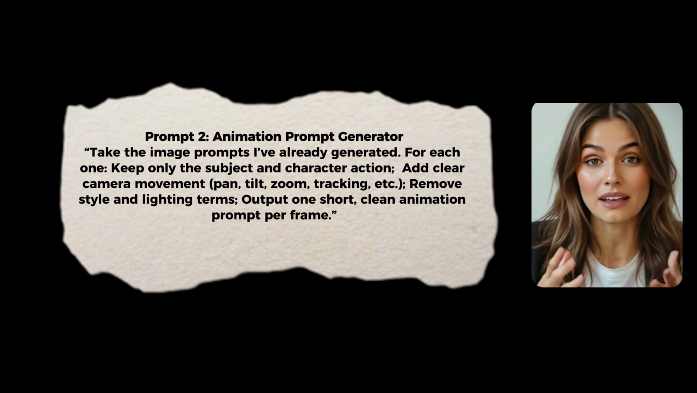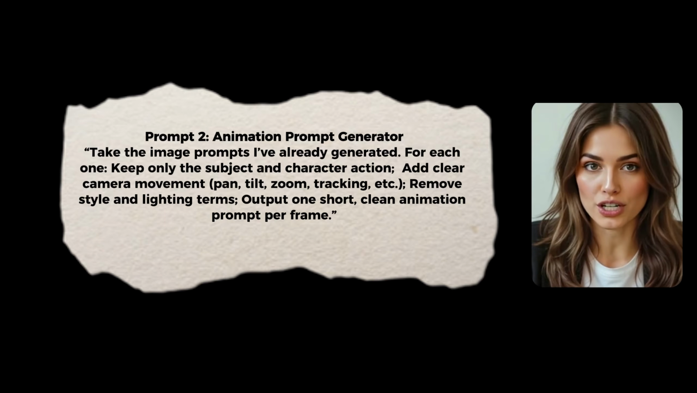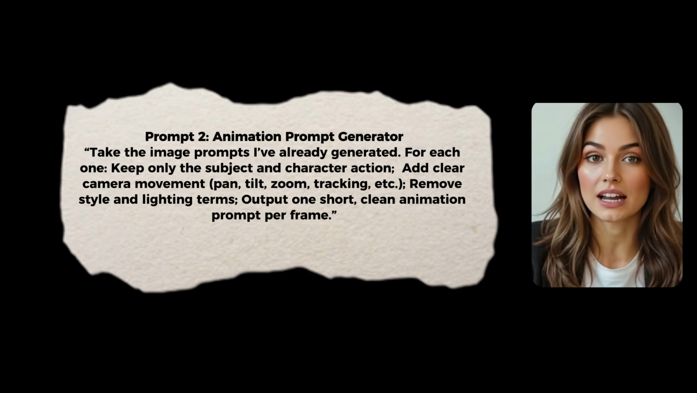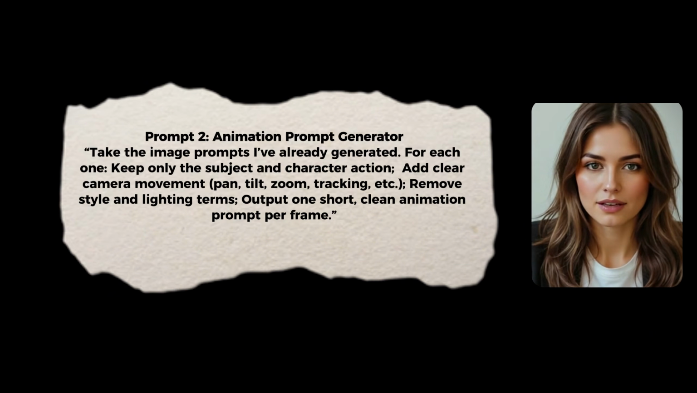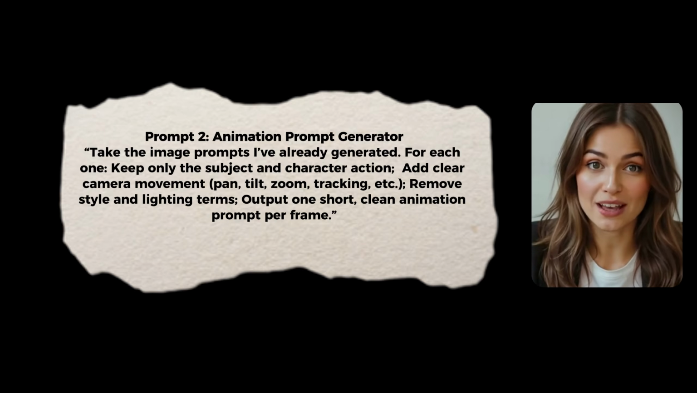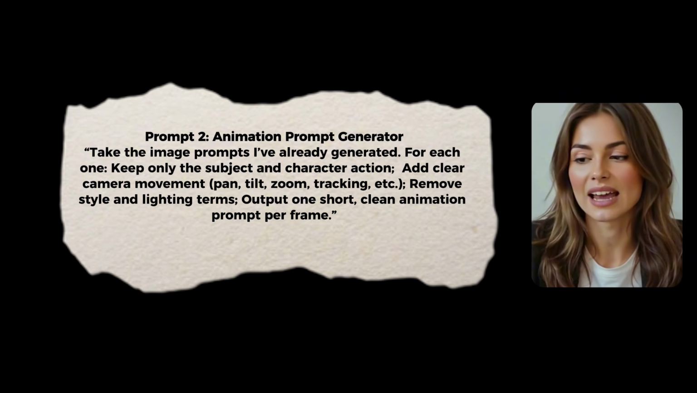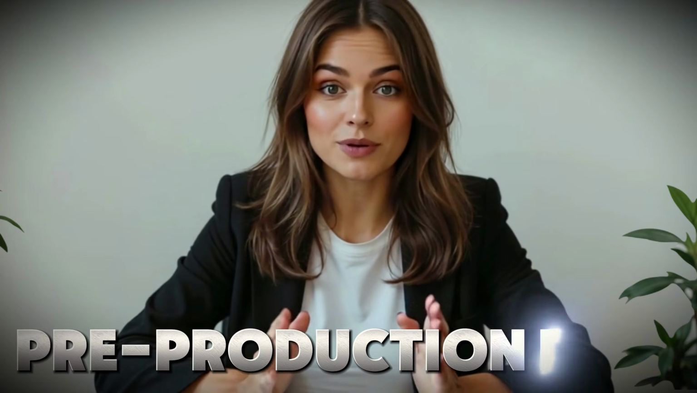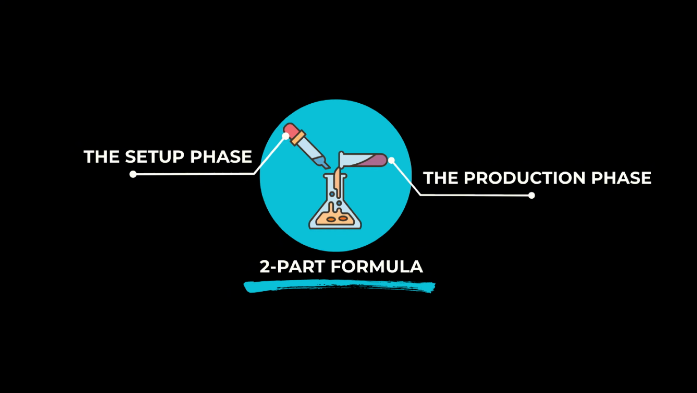And here is prompt 2, animation prompt generator. Take the image prompts I've already generated. For each one, keep only the subject and character action. Add clear camera movement, pan, tilt, zoom, tracking, etc. Remove style and lighting terms. Output 1 short, clean animation prompt per frame. This isn't just a prompt, it's your pre-production plan. And now you're ready for the next part of the formula.